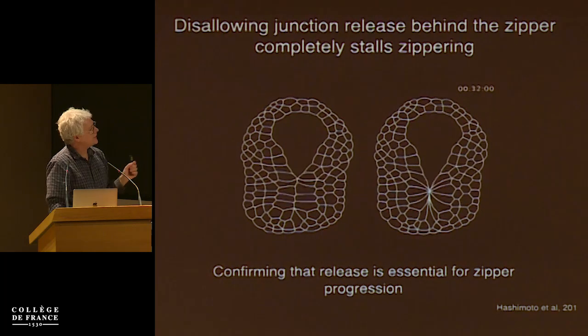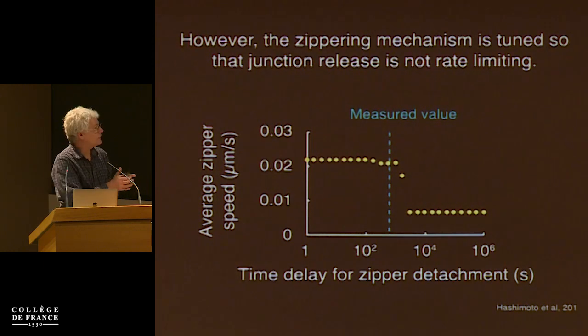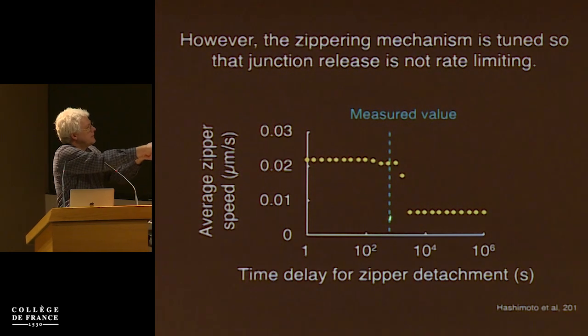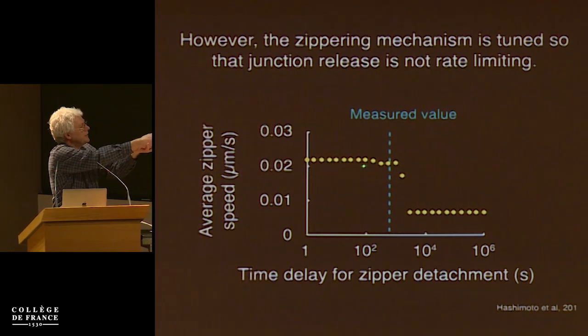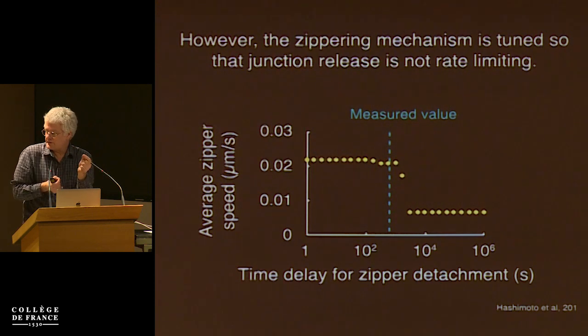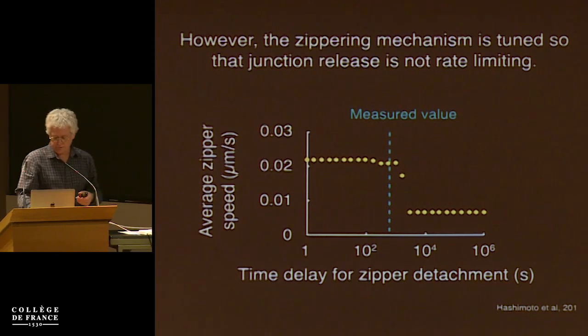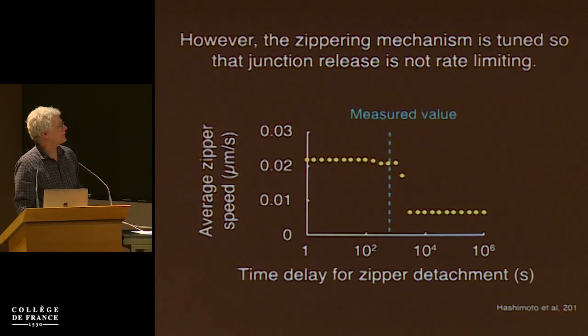But in fact, if we vary the time delay for cell detachment in simulations and ask, is that a limiting factor? It turns out that here's the measured value. And for a range of values around the measured value, there's no change in the zippering speed, which says that in the embryo, the detachment is tuned in such a way that it's no longer rate limiting for propagation. So what governs the speed of propagation of the zipper is not this resistance. It's detached fast enough.